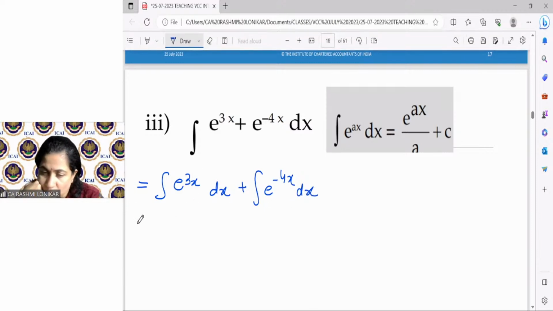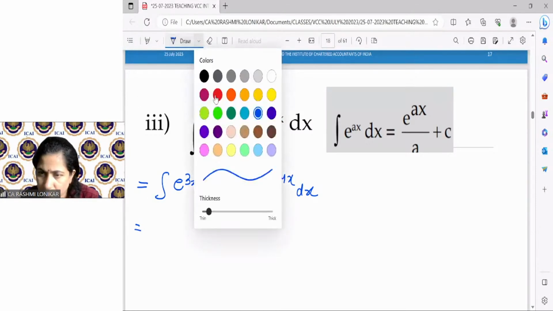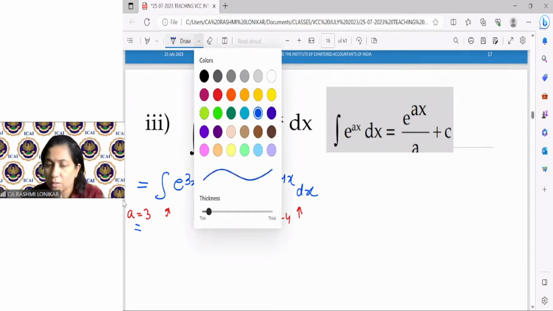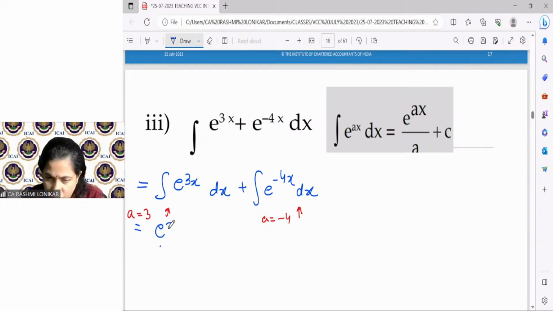So this becomes what? What is A in this case? A is 3 here and A is equal to minus 4 here. So they are two different ones. So this becomes e raised to 3x upon 3 plus c, plus e raised to minus 4x upon minus 4.